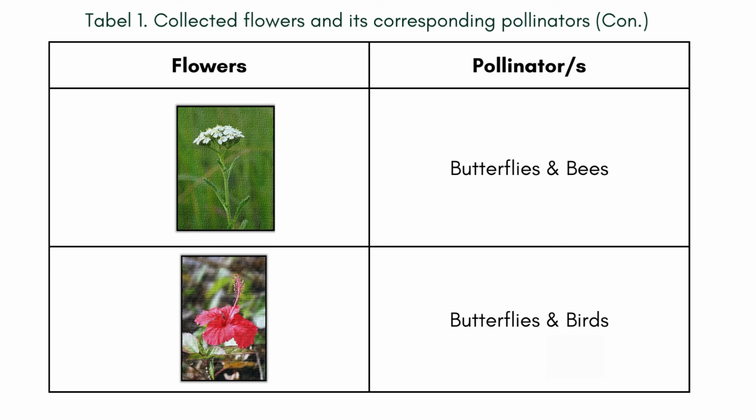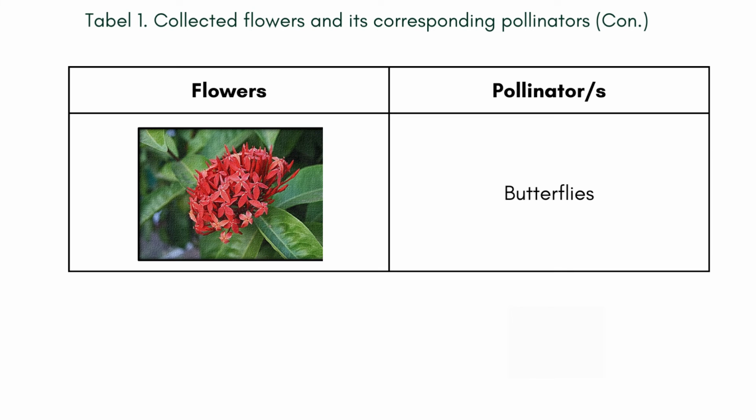Next is the Hibiscus rosa-sinensis, which has a solitary cyme inflorescence type. The pollinators of this plant are the butterflies and birds. This is because these pollinators are attracted to the red color it has.